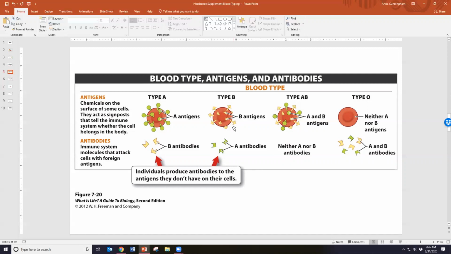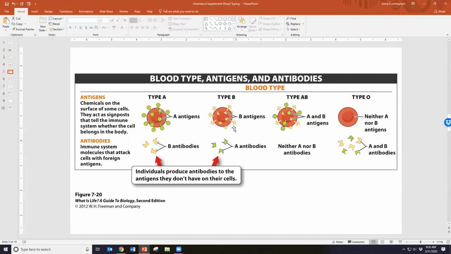This would mean that this person has antibodies to both A and B, because type A blood would be recognized as non-self, type B blood would be recognized as non-self, type AB blood would be recognized as definitely non-self. So this person would have antibodies to everything, and would be restricted to only being able to receive a donation of type O blood, because everything else they would recognize as non-self.